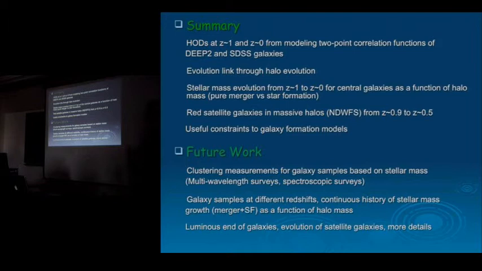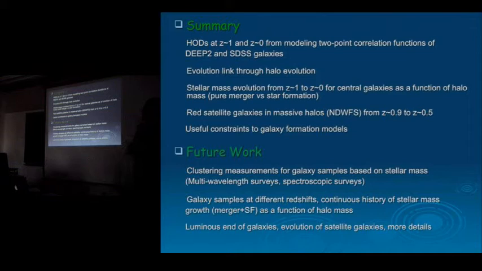And for the future work, so here I just use clustering measurements for galaxies as a function of luminosity. But it would be very useful to have clustering measurements for galaxy samples based on stellar mass. And also here I basically use DEEP2 and Sloan, which is basically two redshift slices. I can only say the amount of stars formed during this redshift interval, but I cannot say too much about when they formed, whether it formed at redshift 0.8 or redshift 0.3.